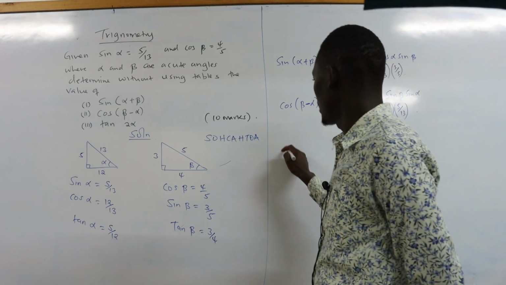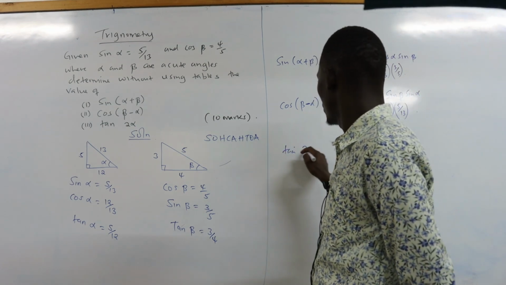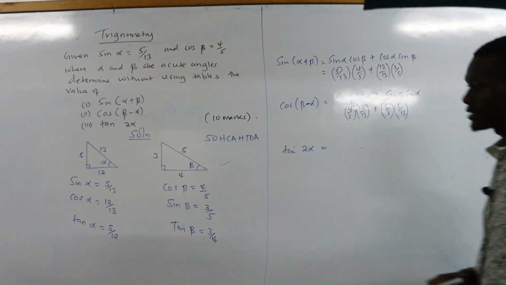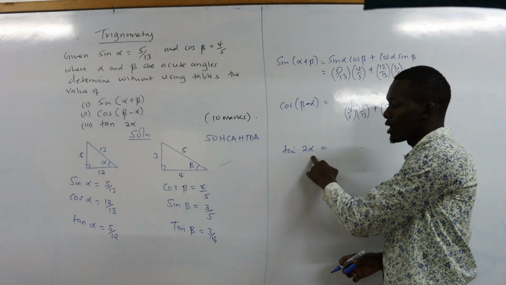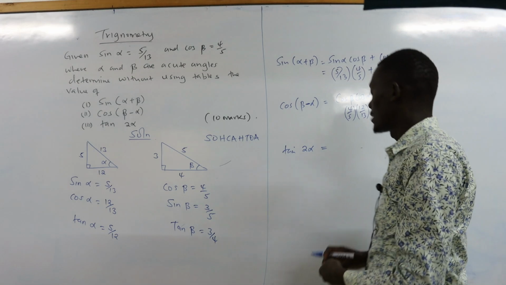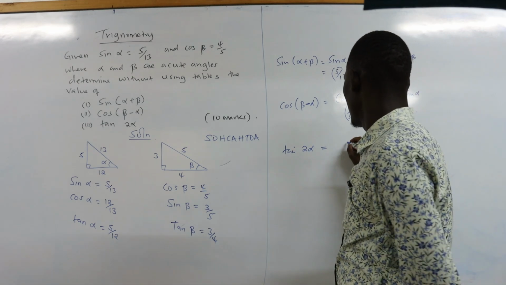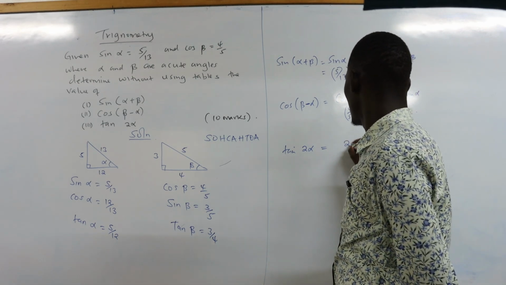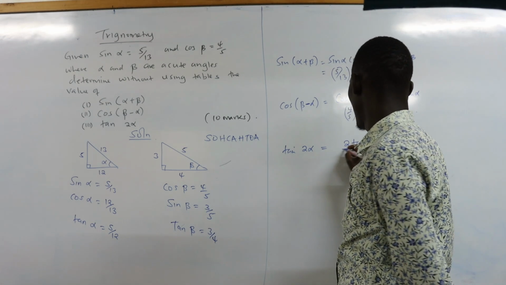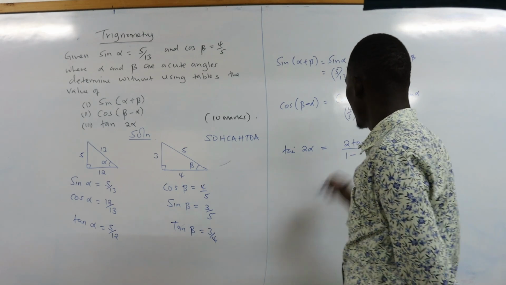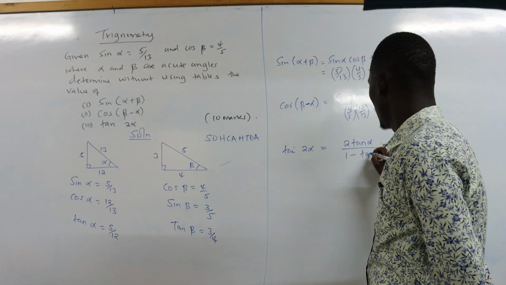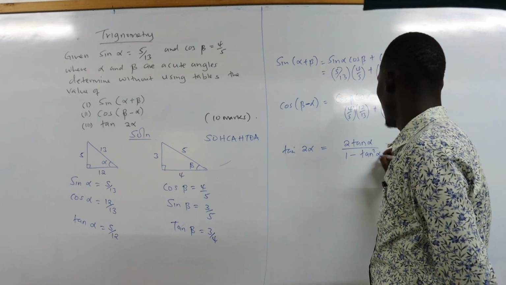Let's come to the last one, tan of 2 alpha. So tan of 2 alpha, this one is a double angle. These two are compound angles. This one is a double angle. And for double angles, the formula is always 2 tan. Since we are working with alpha, it will be 2 tan alpha over 1 minus tan squared of alpha.